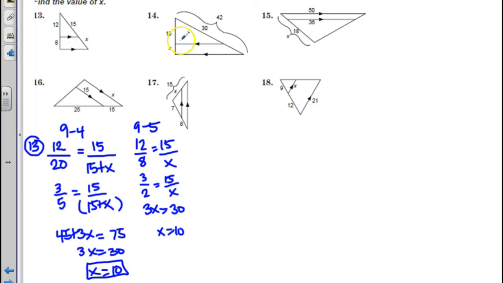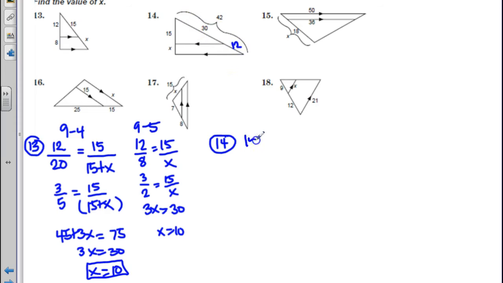So awesome. All right, let's look at number 14. Which theorem do you think we should use on this one? So they gave me 15 and x and 30 and 42. Well, you can actually use either one because I can find this little piece right here. If the whole thing is 42 and the little piece is 30, then this has to be 12.